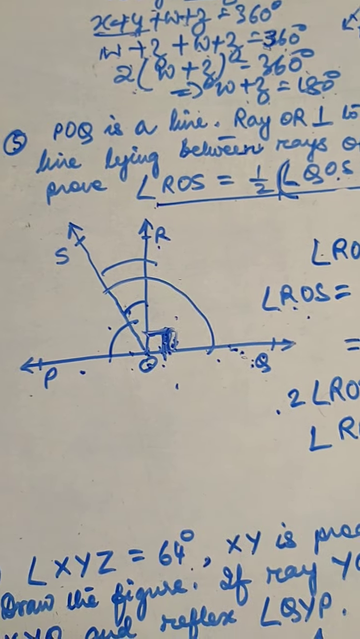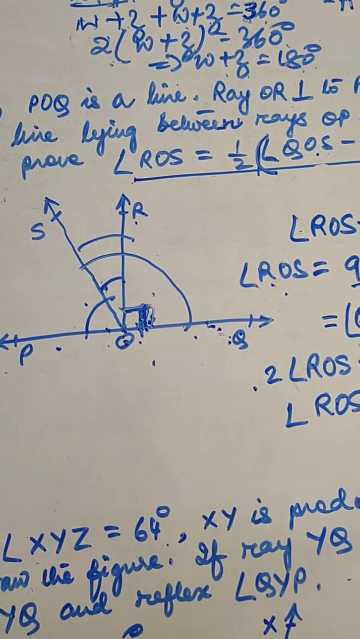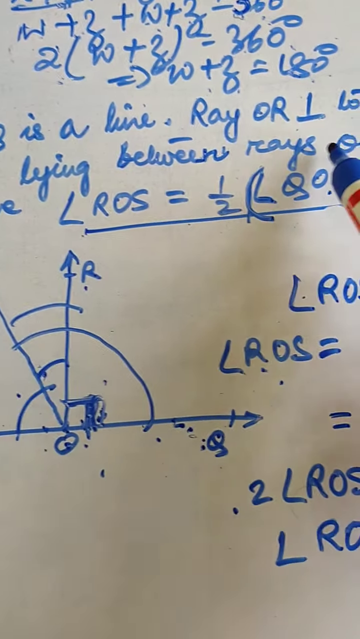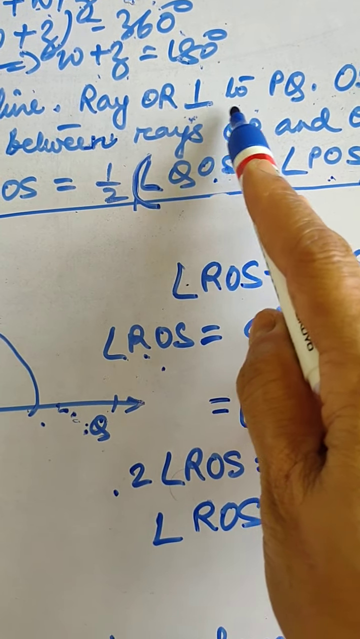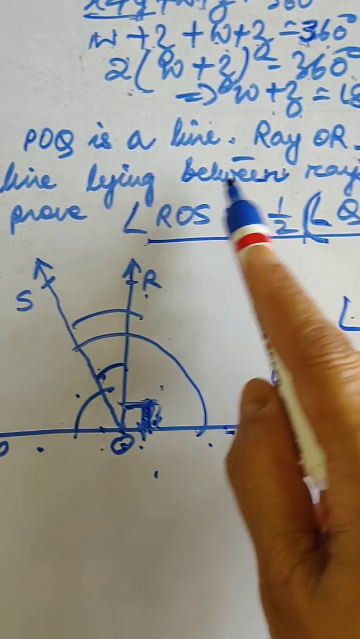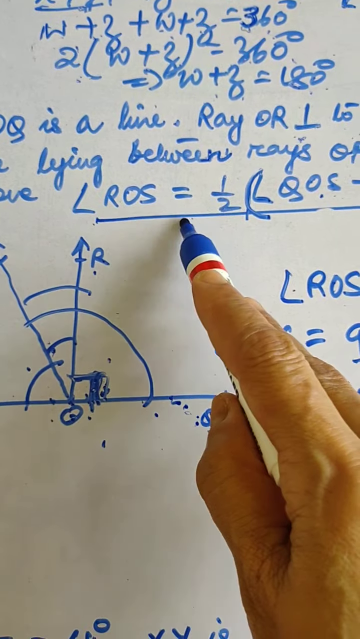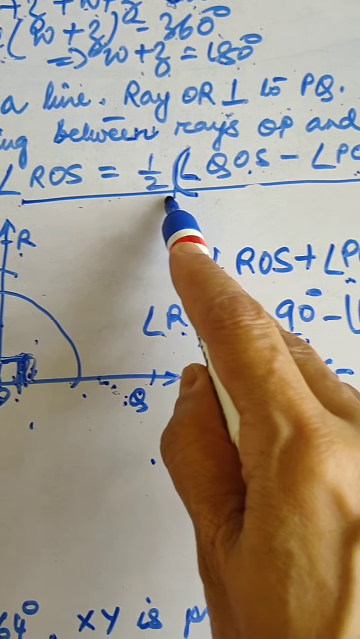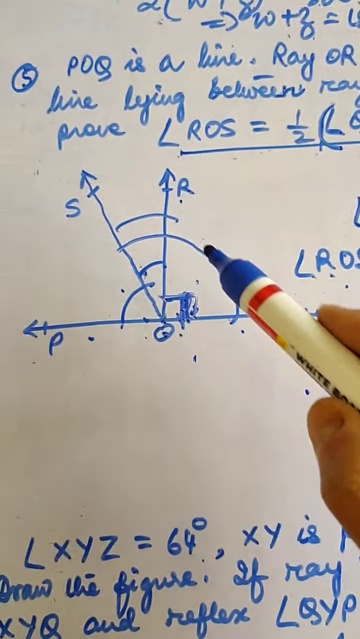Next, let us see question number 5. So in question number 5, the condition is POQ is a straight line, ray OR is perpendicular to PQ, this is the symbol of perpendicular. OS is another line lying between the rays OP and OR. We need to prove angle ROS equal to half of angle QOS minus angle POS. Let us see the proof now.